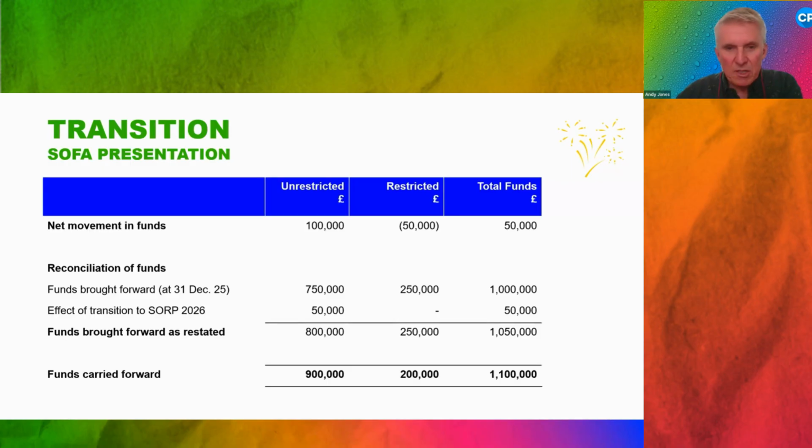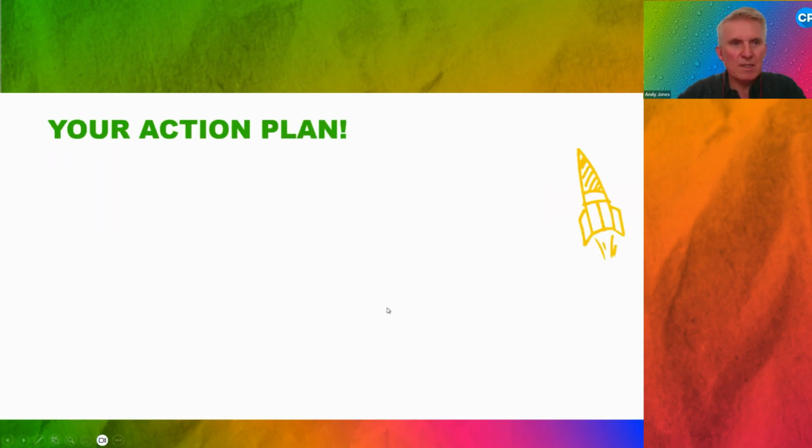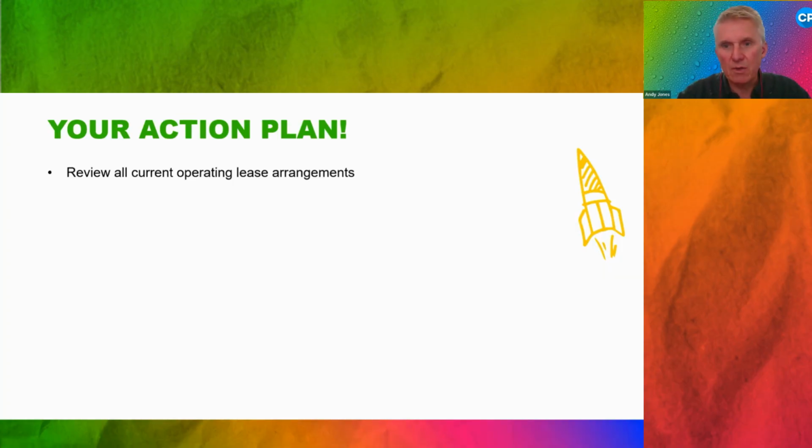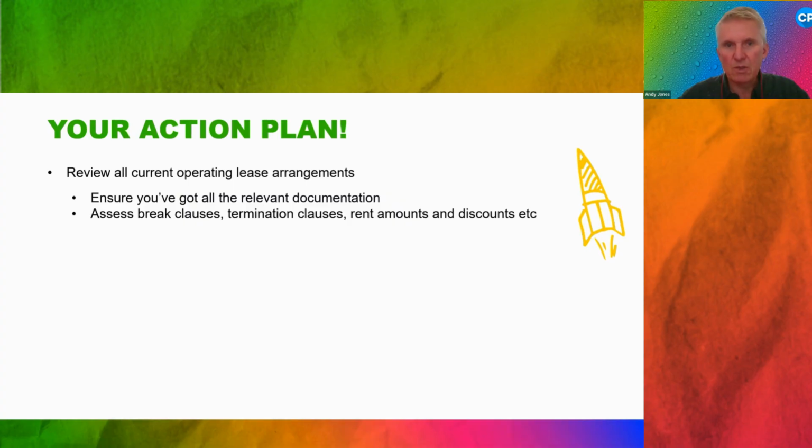So in terms of an action plan, what do you do around leases now? Well, the key action plan is first of all reviewing all your current operating lease agreements. Make sure that you've got all of the details on those lease agreements, clarity around things like the lease term, the commencement dates, any break clauses, termination clauses, rent amounts, rent reviews, any discounts, any incentives that are applying under those, just so that you've got the full picture of all the details of all those lease agreements.